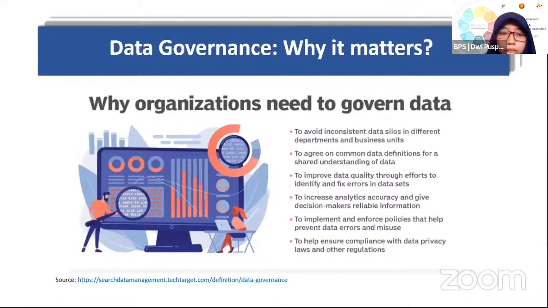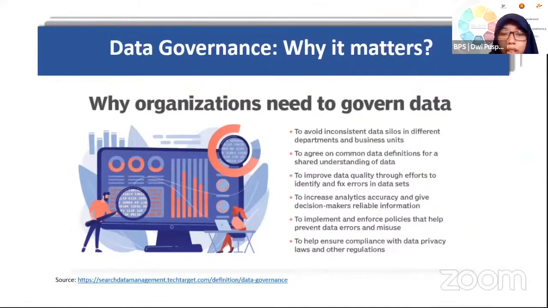Here are several points as an answer to the question, and just as an additional note, these points not specifically apply to big data, but also to overall data. So the first point is to avoid inconsistent data silos in different departments and business units. As we may know, each unit in the National Statistics Office might collect their own data, and later on in this age may collect their own big data. So we need to ensure that there is no inconsistency between those data, and the data is not siloed anymore.